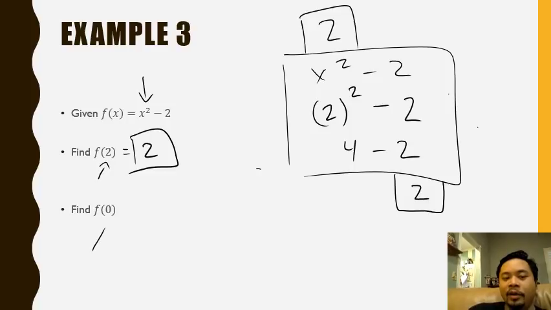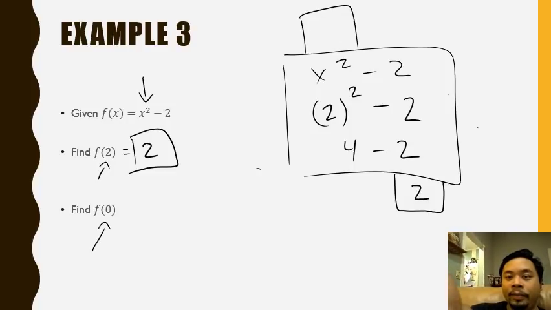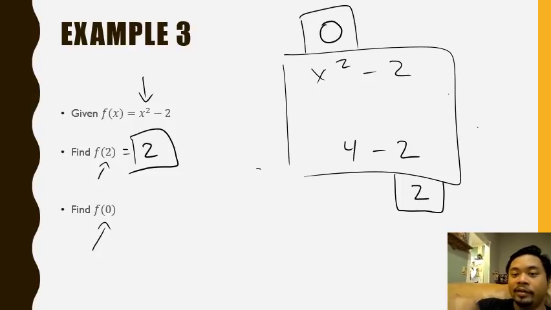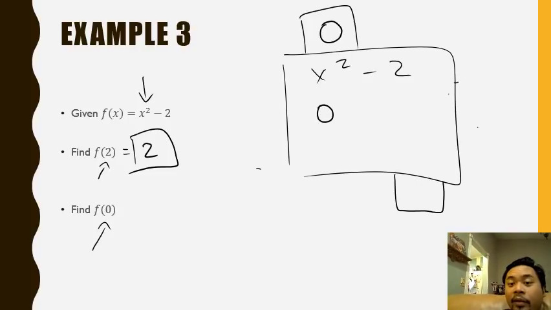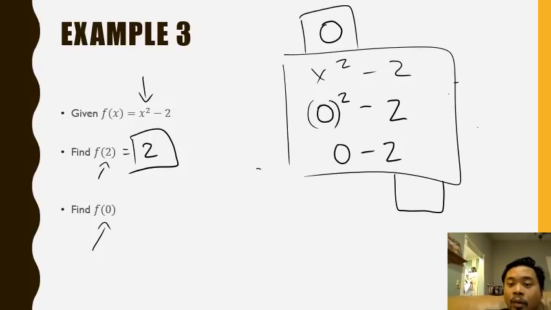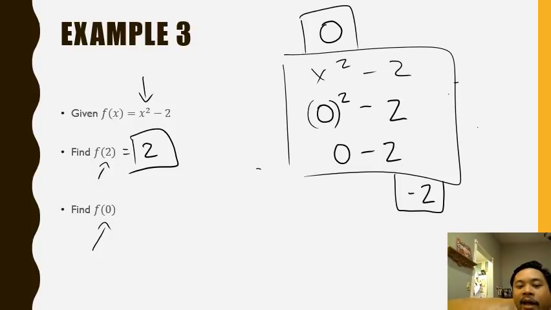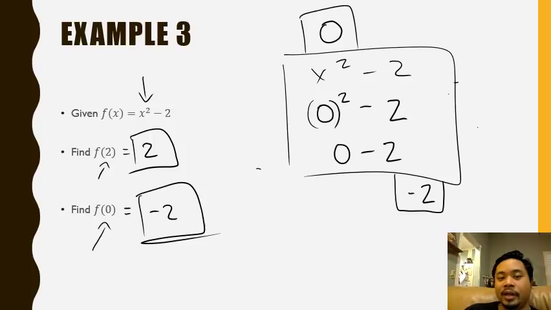The next input that I'm looking to put in here is a 0. So I'm going to replace that input with a 0 and see what happens when I plug this into my machine. So I still have x squared minus 2, but everywhere I see an x, I'm going to replace it with a 0 this time. So now I have 0 squared minus 2. 0 squared is just 0. 0 times 0 is 0. So I get 0 minus 2, which is just negative 2. So in this case, my input of 0 gives me an answer of negative 2. And there is another function done and done.